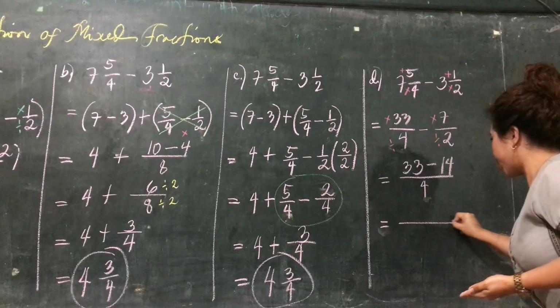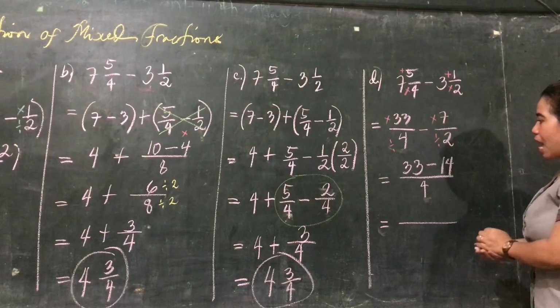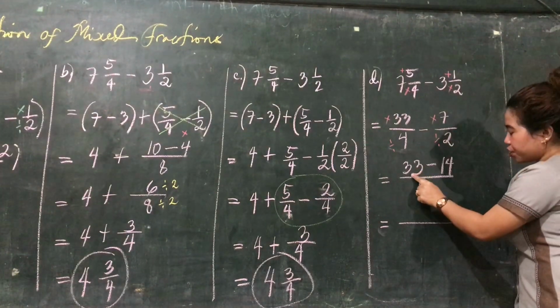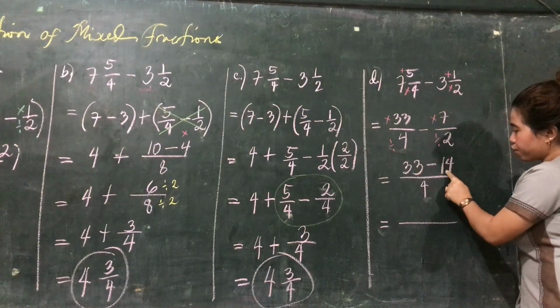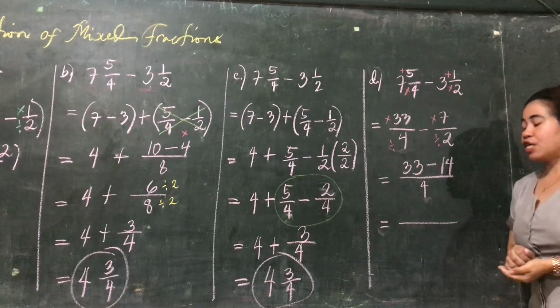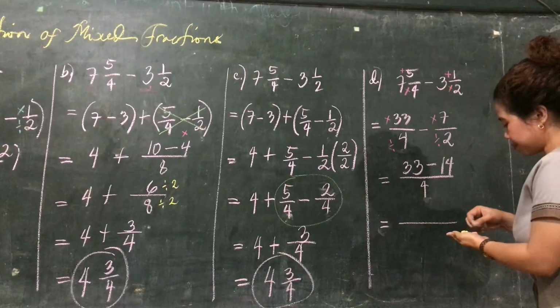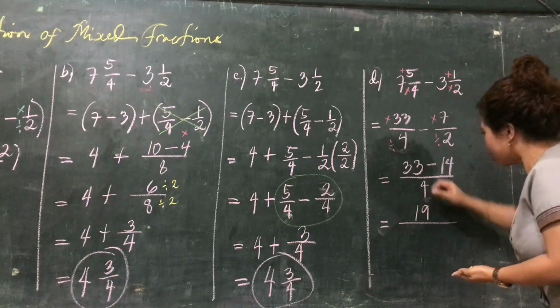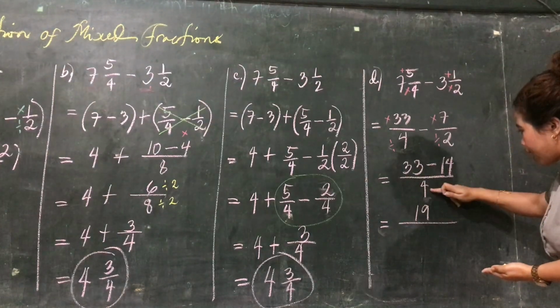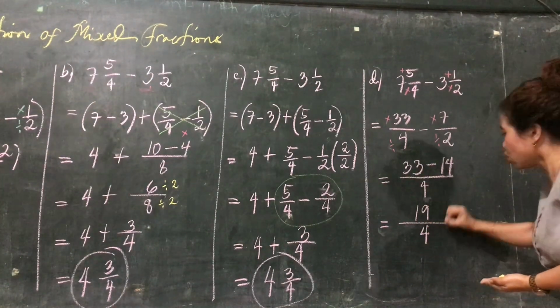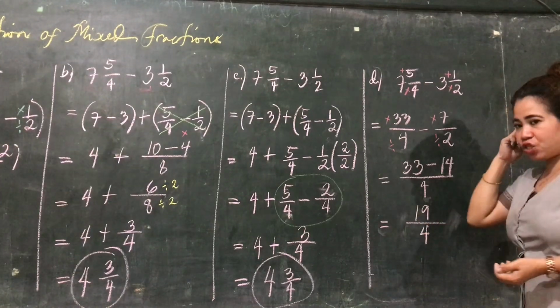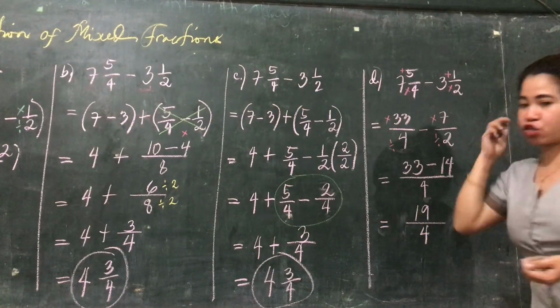Equals, a bar again. On top we subtract: 33 minus 14, how much? You have 19. 19 over, copy the 4. 19 over 4, we will change it into a mixed fraction.